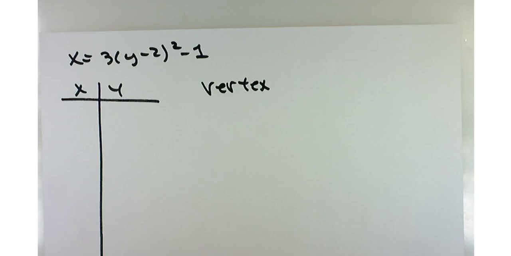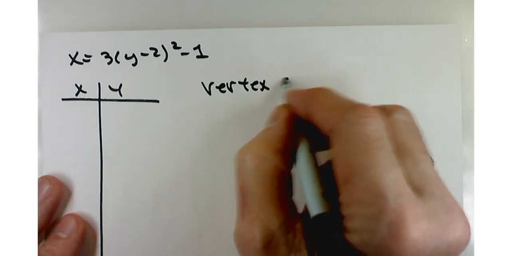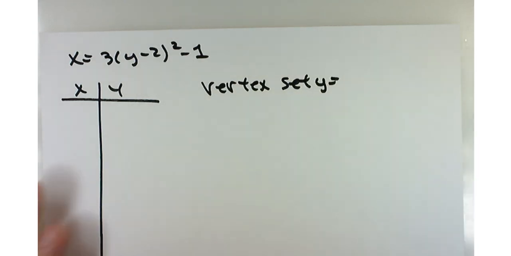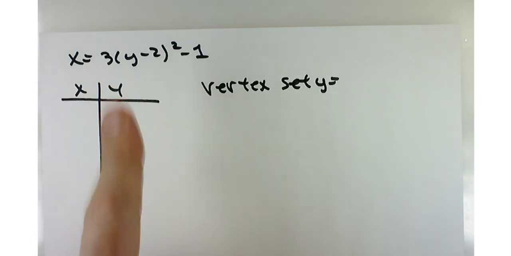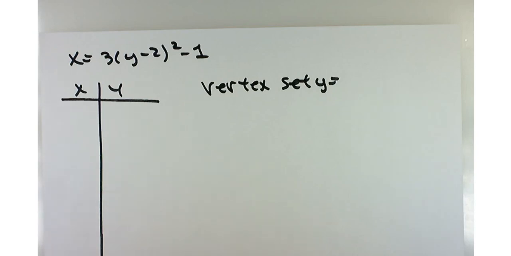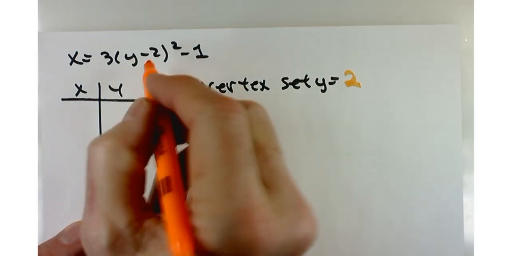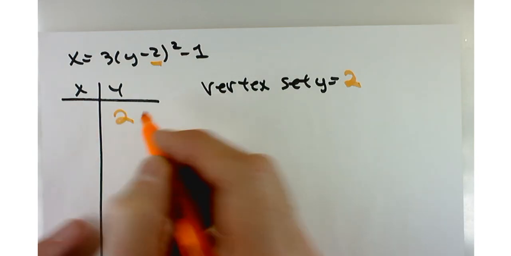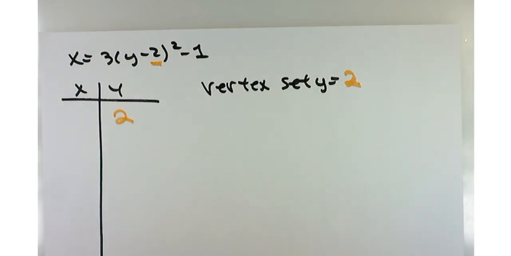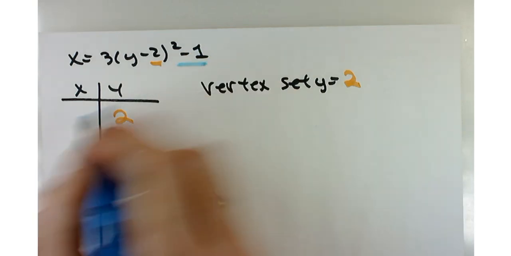Colby, go ahead. So I would set y equal to 0, and then that would be -2 squared, which is 4, and then 12 minus 1. Okay, we will do that next, because that'll give me the x-intercept. Yeah, so if I want the vertex, I'm going to set y equal to 2. So that's my vertex, at least the y coordinate. What's the x coordinate of the vertex? -1.